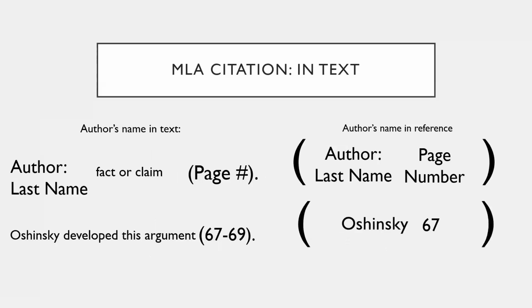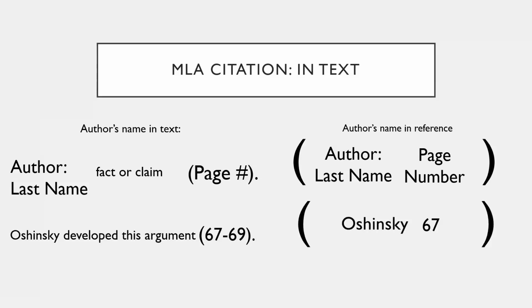It is very similar for MLA, and you can do it two ways. You could say the author's last name, the fact or claim, and the page number. So you could say Oshinkai developed this argument and have the page number in parentheses at the end, or I could simply do it like APA citation and have the author and the page number. So I could just put she developed this argument, and then at the end I could put Oshinkai 67 and have the page number.